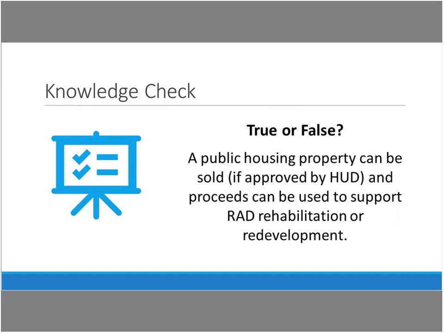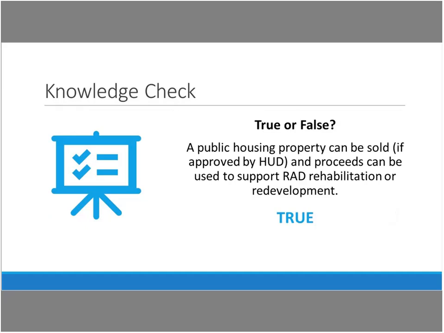All right, I'm going to take us quickly through these last couple of knowledge checks and then open it up for questions. True or false? Public housing property can be sold if approved by HUD, and proceeds can be used to support a RAD, rehab, or redevelopment. That is true. So RAD has that unique characteristic where while being a Section 8 property, it can benefit from Section 9 expenditures.